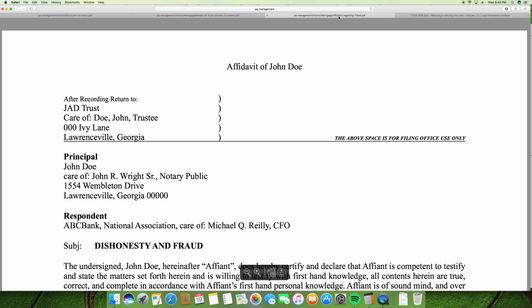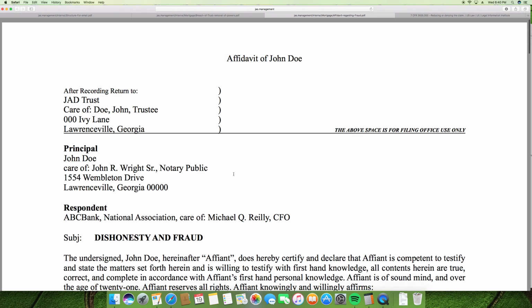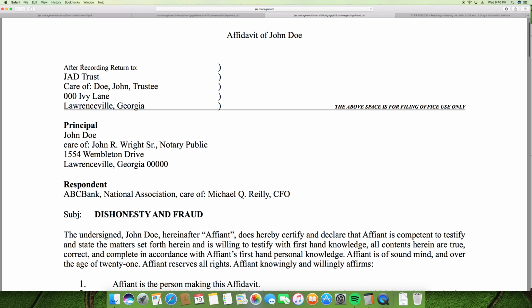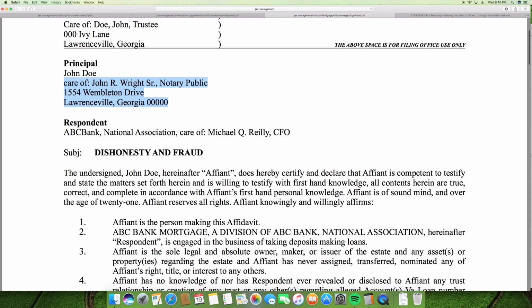Remember, you want to index these things in the right place, because they have to be responded to. Notice it's coming from the trust. The principal is John Doe, in care of a notary public. Why did I put a notary public? Because they've got to respond to that notary public, right? Respondent ABC Trust, dishonesty and fraud. And it breaks everything down.